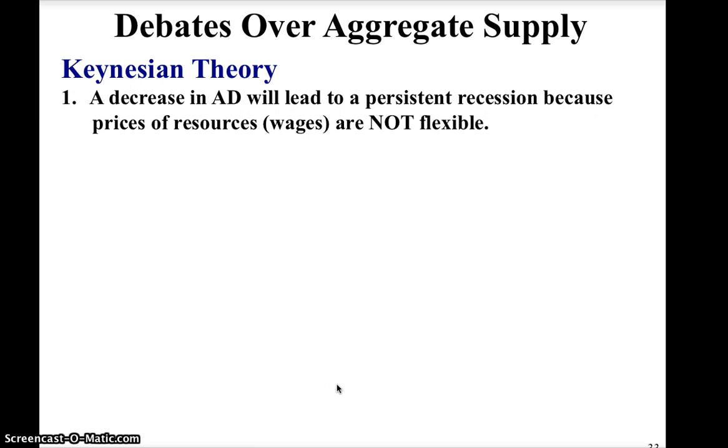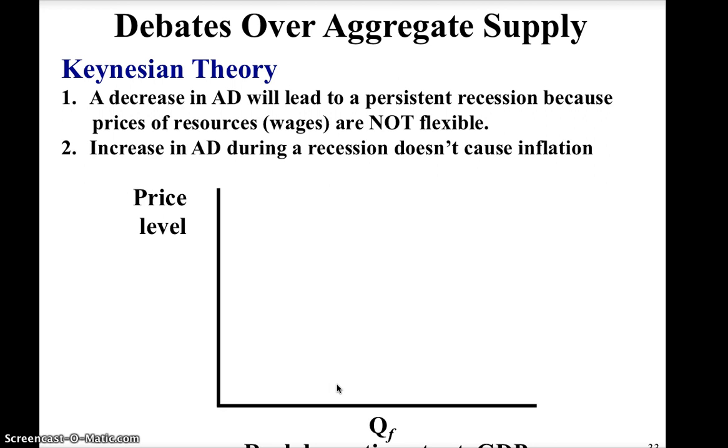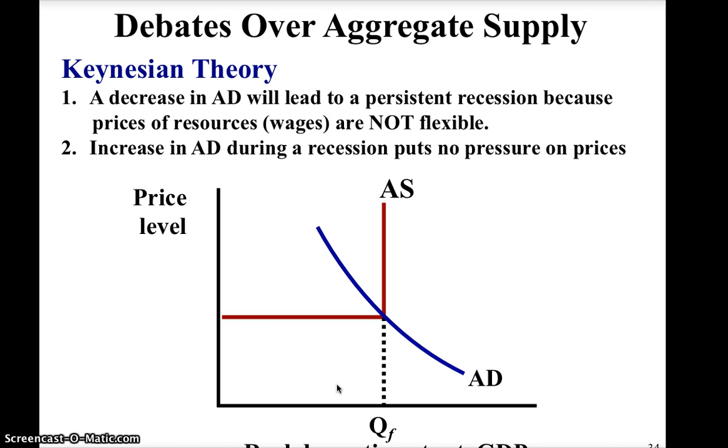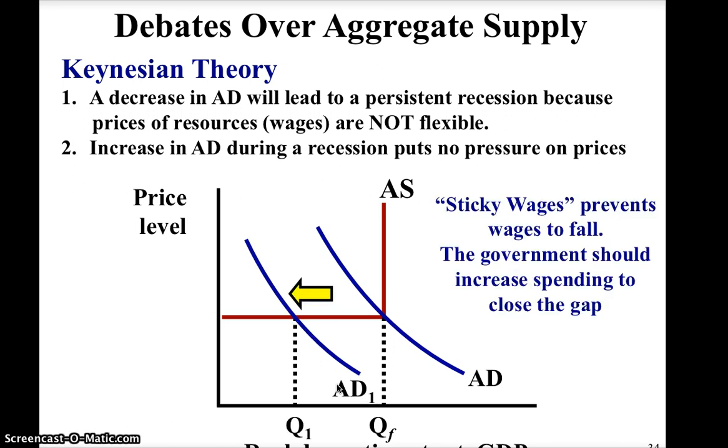The Keynesian theory comes about during the Great Depression, if you remember. Keynes is the economist who builds his fame by looking at the Great Depression. His belief is that a decrease in aggregate demand, a really big decrease, can lead to a persistent recession that may not end because prices of resources and wages are not flexible, they're sticky. So here is what we would call the Keynesian range.